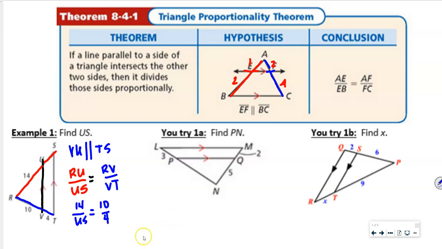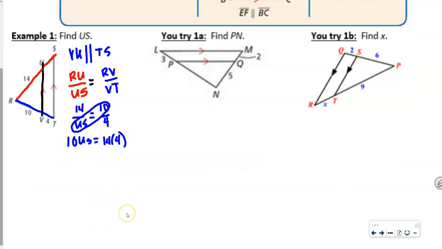So hopefully you remember we're going to cross multiply here. So we're going to do 10 US right there, and that's going to be equal to 14 times our 4. So that's still 10 US, and I move the screen down, equals 56. So how many times does 10 go into 56? Divide both sides by 10, right? So that's going to be US is equal to 5.6.